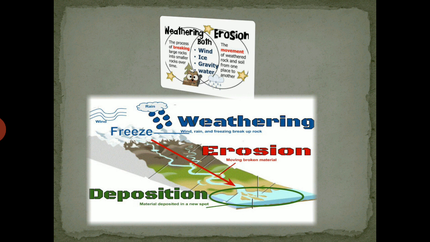Children, river has two points, source and mouth. Source means where from the river originates, and mouth means where the river meets a large water body. That large water body can be an ocean, lake, or sea. Children, you also need to know that during its course from source to mouth, a river performs three types of activities. That is erosion, transportation, and deposition.